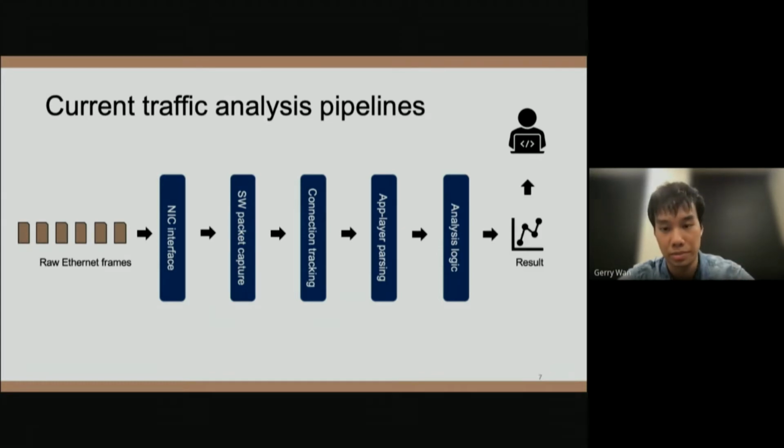produce your desired result. And while there's been a lot of progress in optimizing each of these individual steps, it still takes tremendous amounts of effort to implement each component and then piece them together in a way that can efficiently process 100 gig traffic for a variety of different use cases.